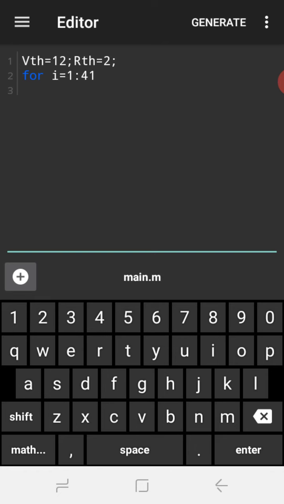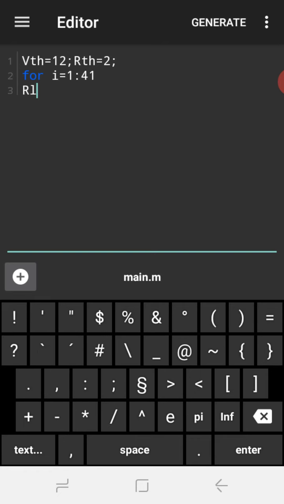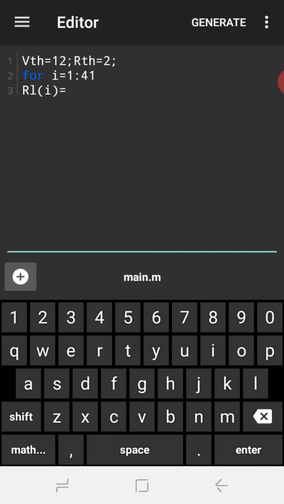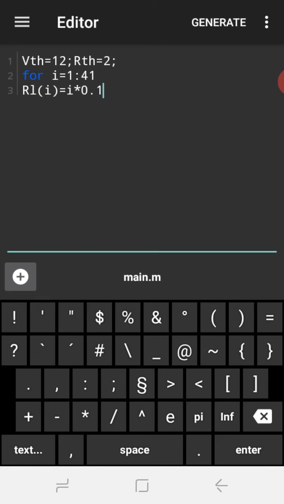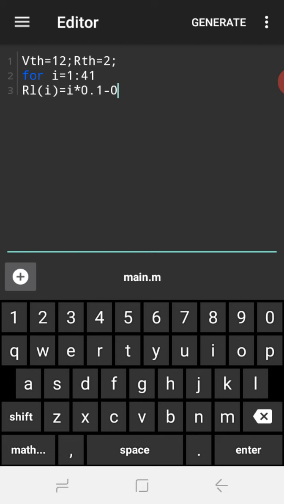And RL of I equals I star 0.1 minus 0.1, colon, enter.